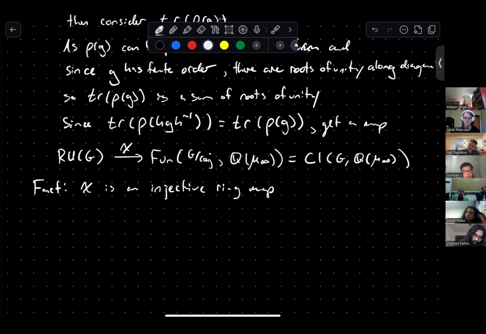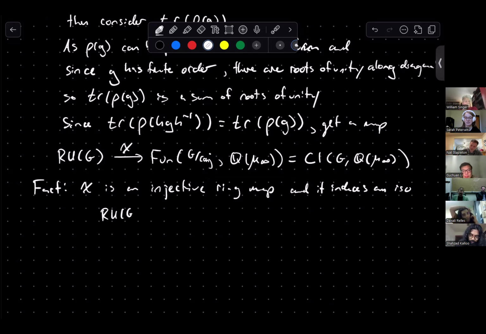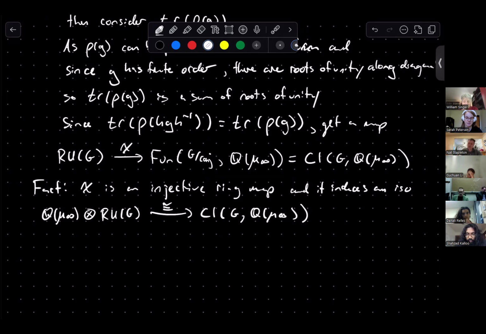And even much more is true. It induces an isomorphism between the base change. Oh, yeah, we're only thinking about finite groups. And it induces an isomorphism between the base change of RU of G over Z with Q adjoin mu infinity and CLG, Q adjoin mu infinity.